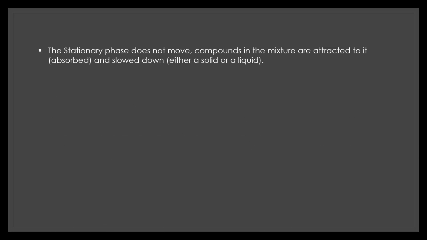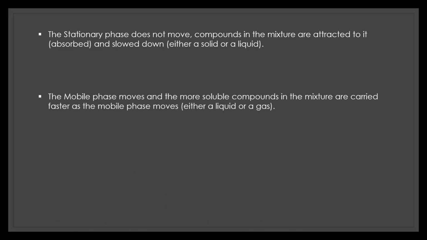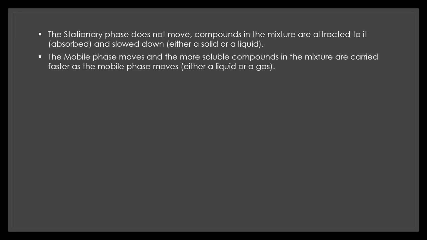As you might have guessed from the wording, the stationary phase does not move, and the compounds in the mixture are attracted to it and slowed down. And also, the stationary phase is either a solid or a liquid. The mobile phase, unlike the stationary phase, has movement, and the more soluble compounds in the mixture are carried faster as the mobile phase moves. The mobile phase can either be a liquid or a gas.